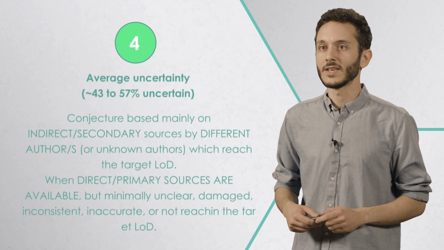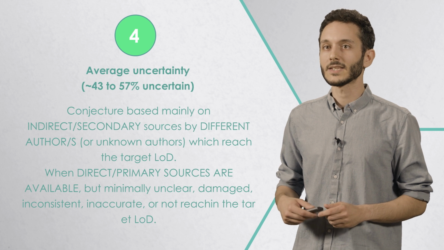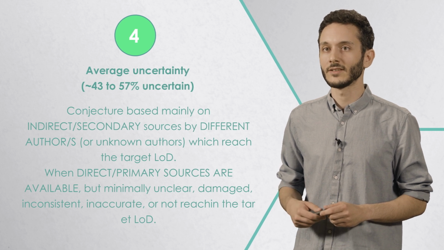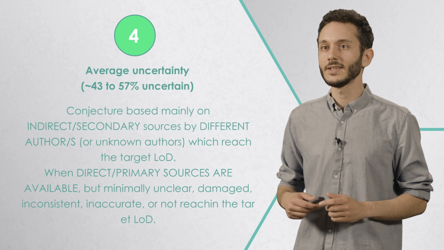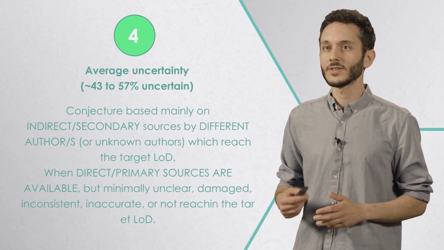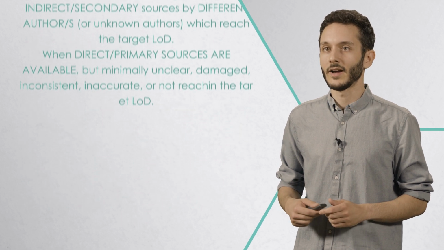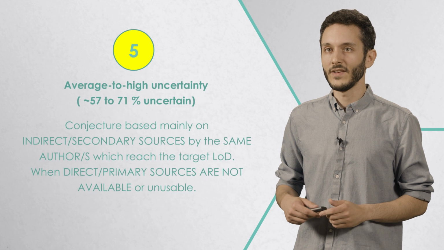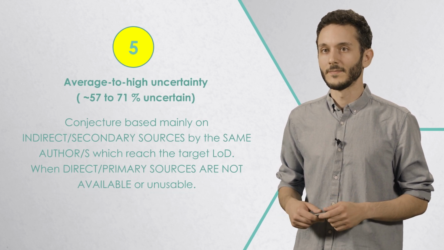The fourth level is represented by the color green and has medium uncertainty. Elements assigned to this level are mainly reconstructed from indirect or secondary sources by different authors and reach at least the desired level of detail. When direct sources are not available or usable, we move to the area of the scale with a higher uncertainty. The fifth level is represented by the color yellow and has a medium-high uncertainty.